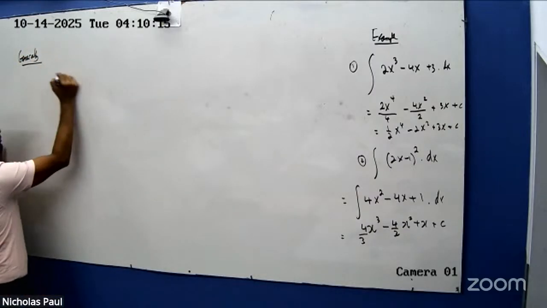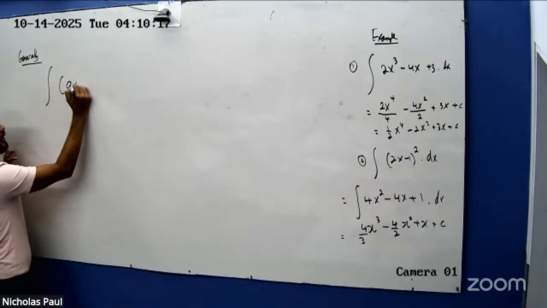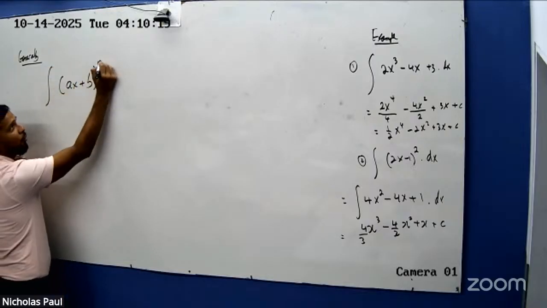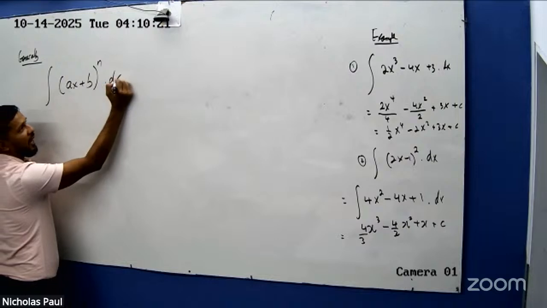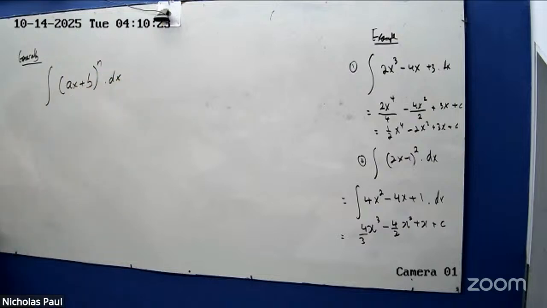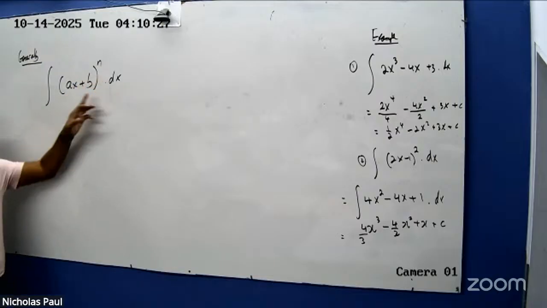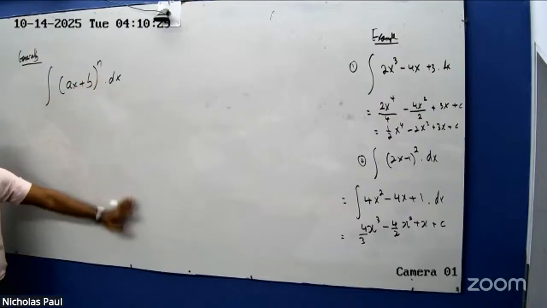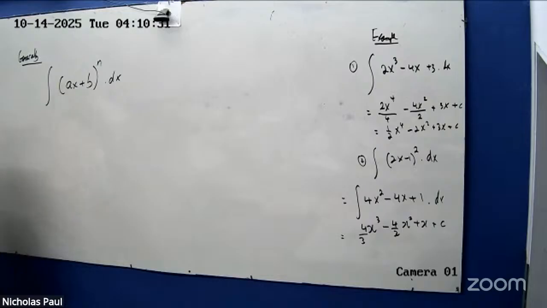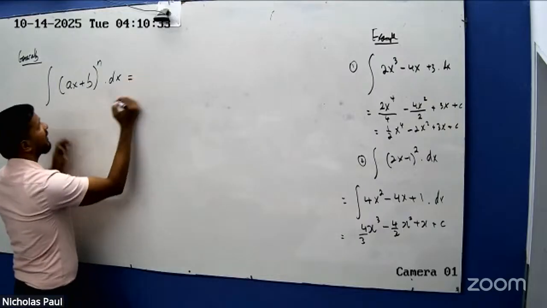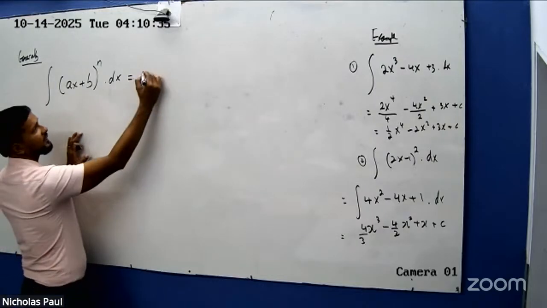All right, so generally, suppose the power here was like 5. What will you do? Do you want to expand that 5 times? No. So there must be a shortcut, right? So the shortcut is this, to integrate something like this.